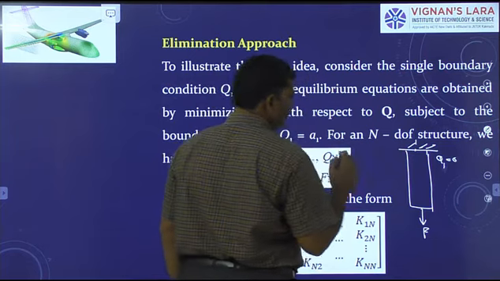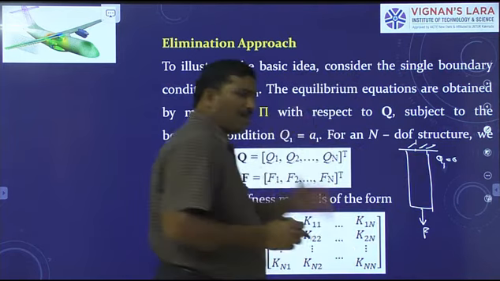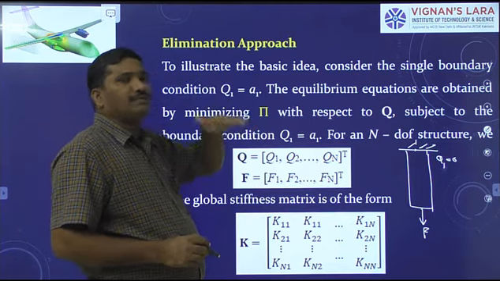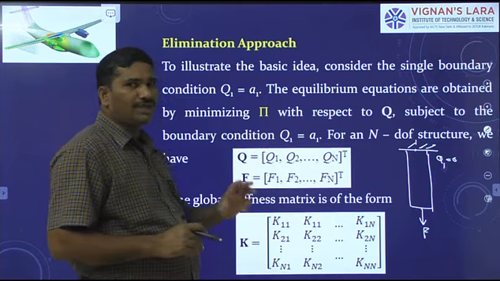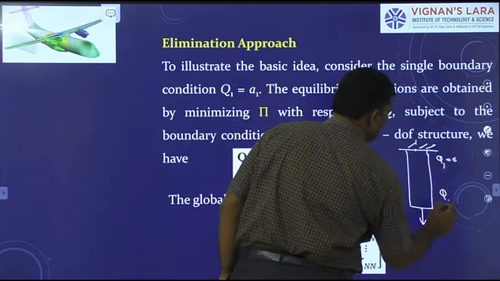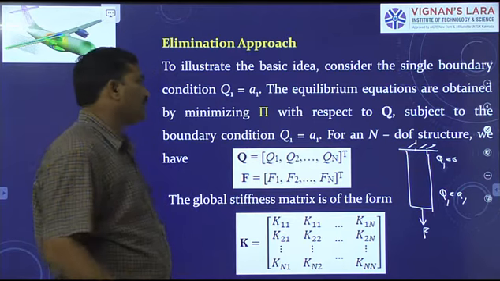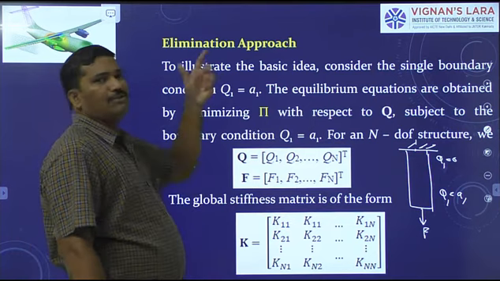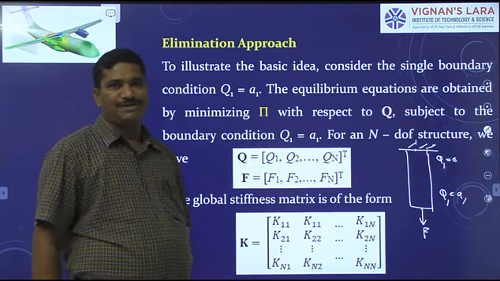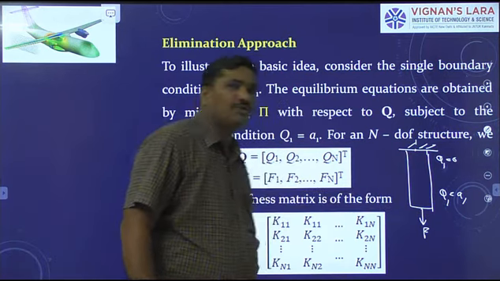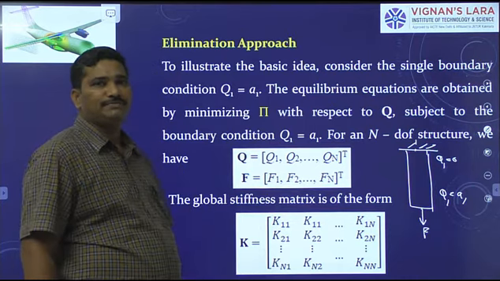If the upper end of the bar is suspended from the fixed support with a known displacement, say Q1 equals A1, then how do you treat the boundary conditions? You can use the elimination approach because it is a known displacement. Here Q1 equals 0, a known displacement. Here also Q1 equals A1, a known displacement.